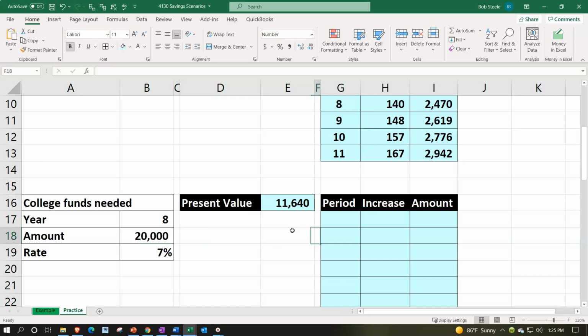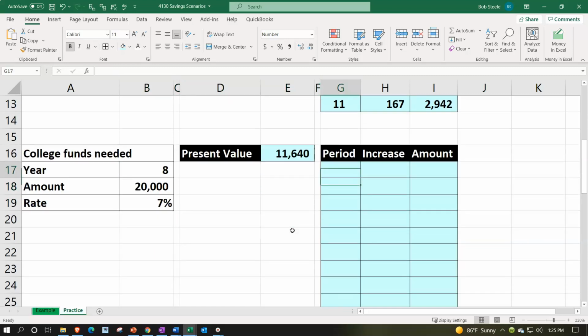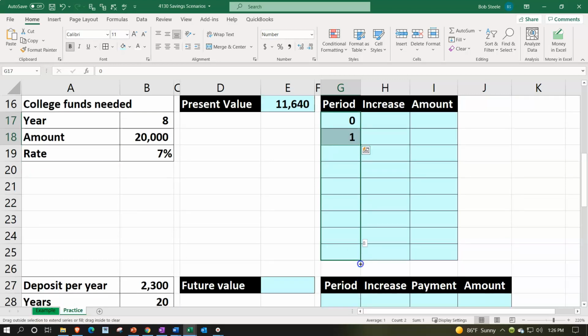Can we prove that by doing a running balance calculation? I think we can. Let's try it. We're going to say 1, 0, 1, and then we'll autofill, selecting those two cells, autofill it down, grabbing the autofill handle, left-clicking on it, dragging it on down to 8 time periods.